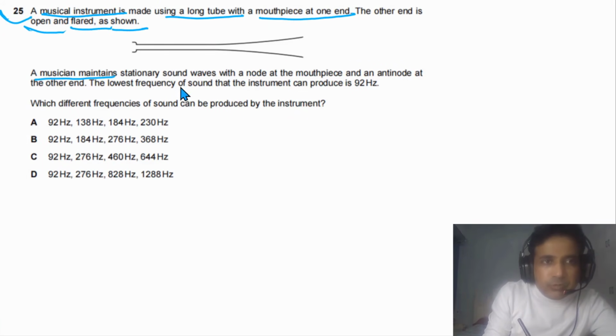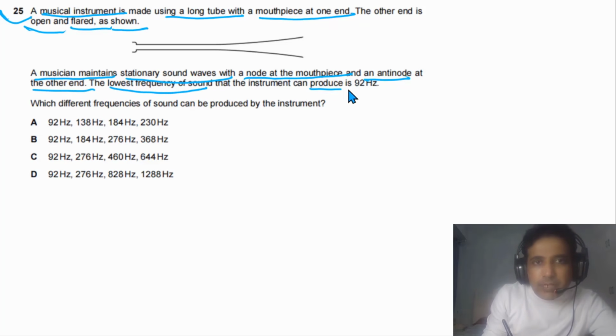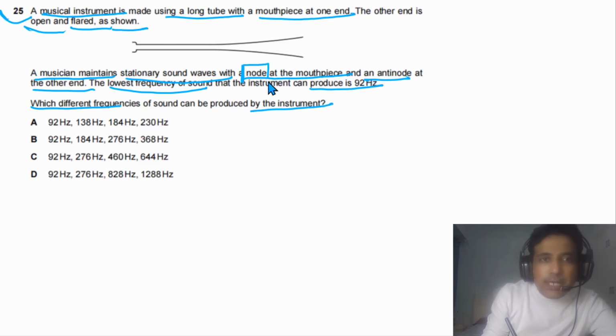A musician maintains stationary sound waves with a node at the mouthpiece and an antinode at the other end. The lowest frequency of sound that the instrument can produce is 92 Hz. We need to find out which different frequencies of sound can be produced by the instrument. So in this case it is given to us that there is a node at the mouthpiece. Always at this point we have a node, and at this end always we have an antinode.